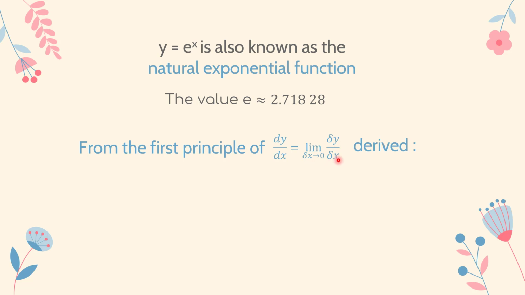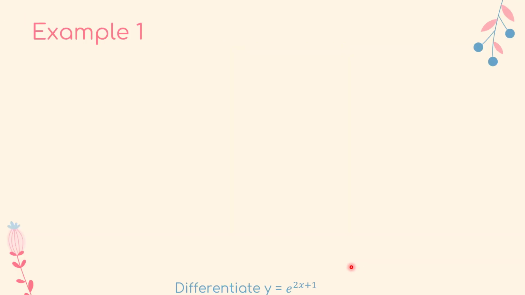From the first principle of dy/dx, which is the limit of delta x approaching 0 of delta y over delta x, it can be derived that the derivative of e to the power of x is also e to the power of x. The discussion of how it is obtained is not covered here, but if you want to know, we can discuss it later.